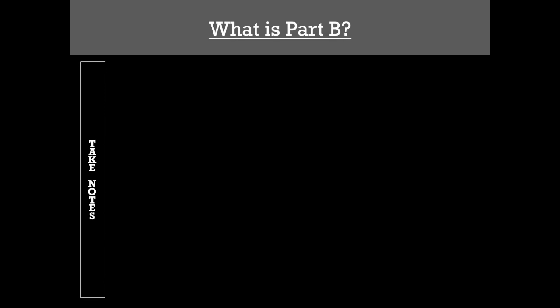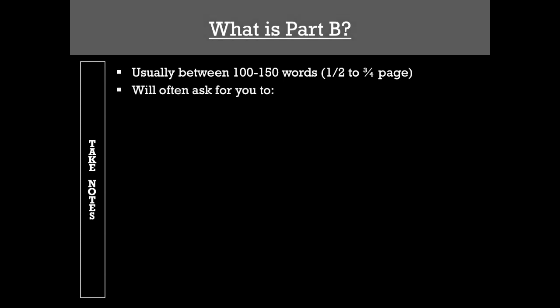and how that compares to Part A. Part B is much shorter. It's usually between 100 to 150 words. They're only looking for you to write about a half, maybe three-quarters of a page. If you're writing a full page, you've probably written too much. And that's because, like I said, it's only 100 to 150 words.